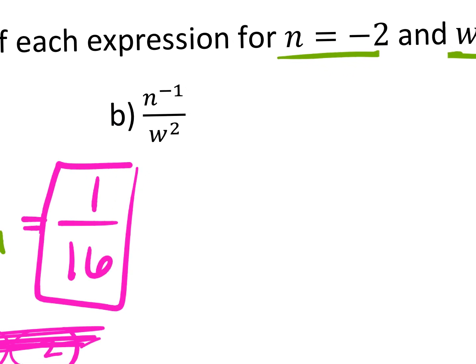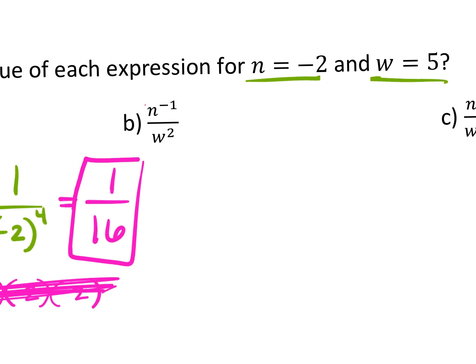I think what's tricky about this one is people assume that when you move 1, you move everything, okay? If I have n to the negative 1 on top, then I have n to the positive 1 on bottom. Where does W squared go? It stays. There's no negative with that one, so don't move that one. That's here, which means there's a 1 on top, okay?